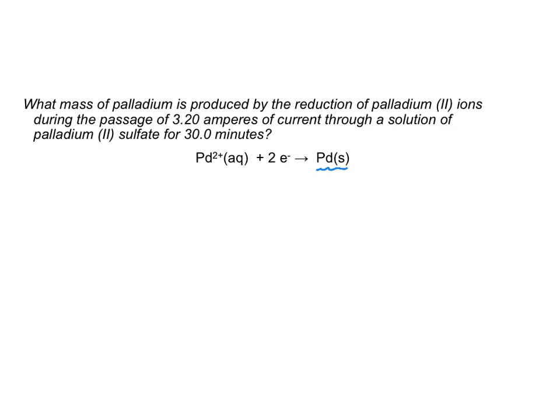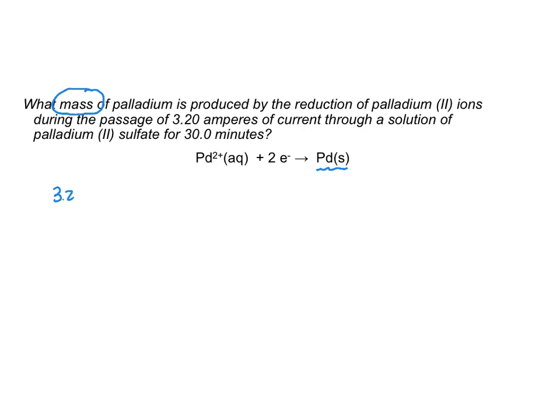We are passing 3.2 amps of current through a solution of palladium sulfate for 30 minutes. So while I said time, what this one really does is it talks about a mass. This is simply a dimensional analysis problem that you learned back in chapter 1 in 1210.